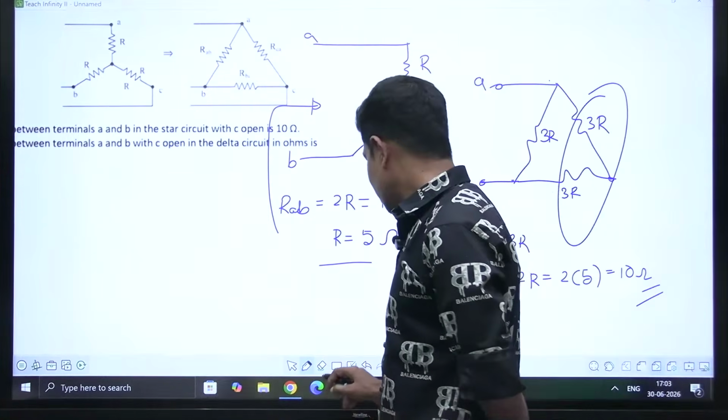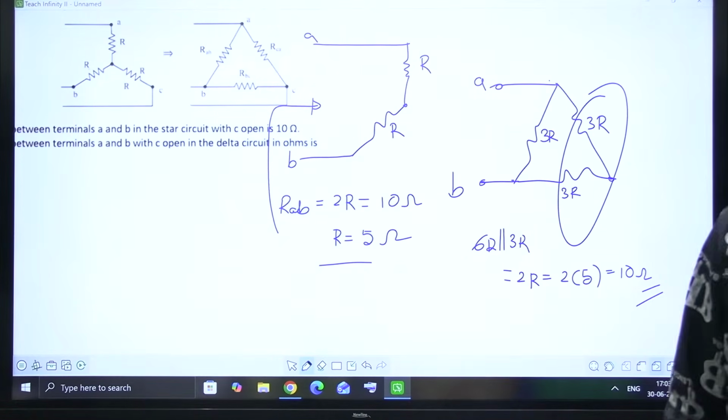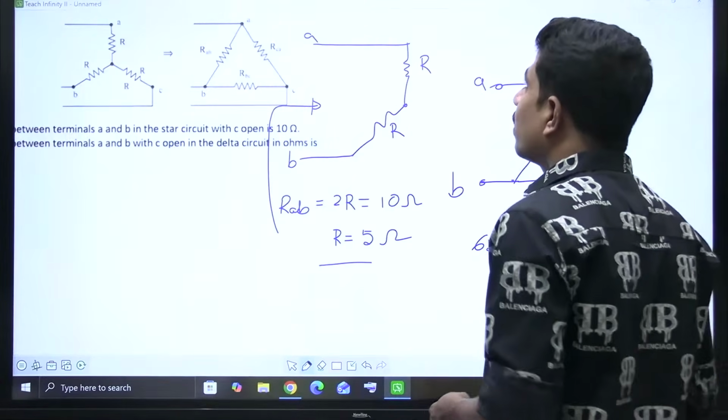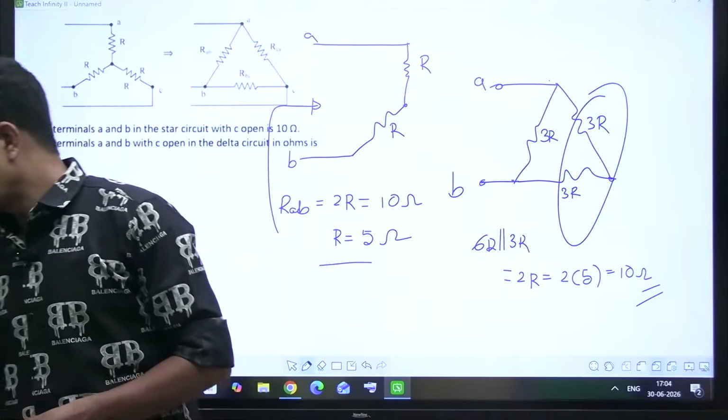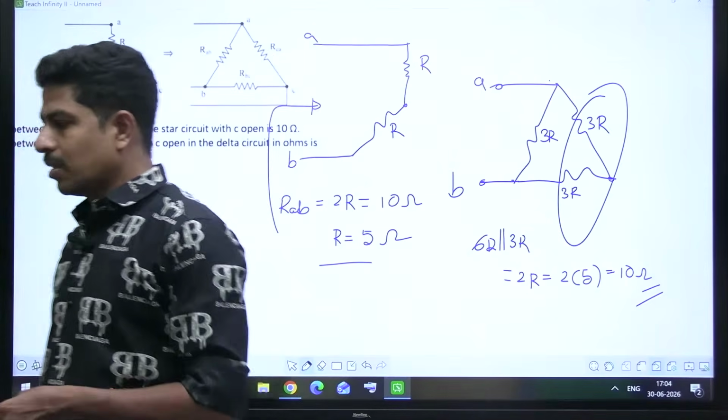So that is 10 ohms. You see, very simple it is. Yes or not? Observe it carefully, please. Very simple question. If you have any kind of questions, you can answer in the chat box.